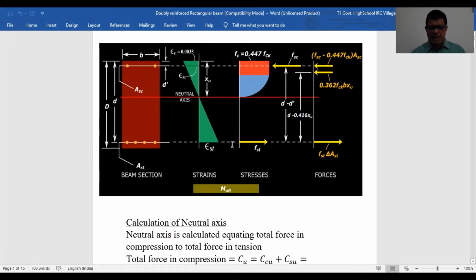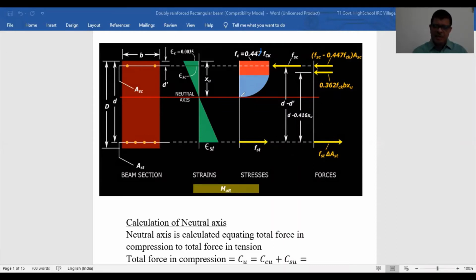Now if you take this force diagram, the tensile force will be Fst, and here the maximum stress in concrete will be 0.446 fck. What are the forces? One force is due to tension, that is Fst into Ast, that is 0.87 fy into Ast. That's the force in steel.